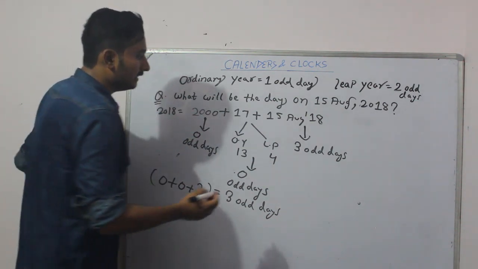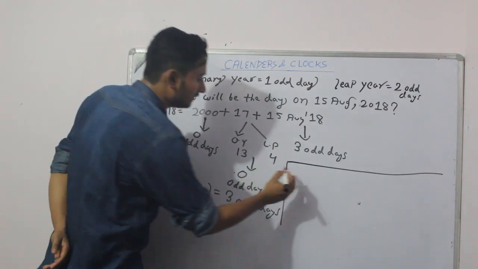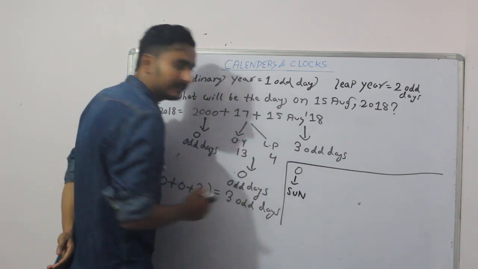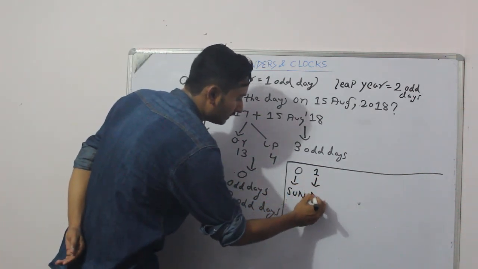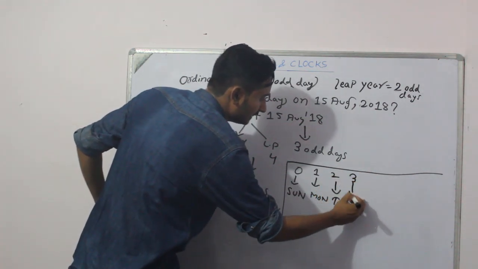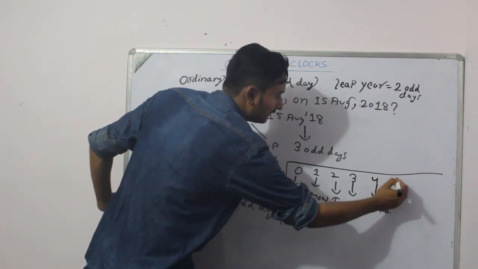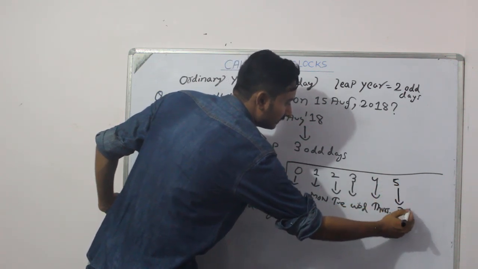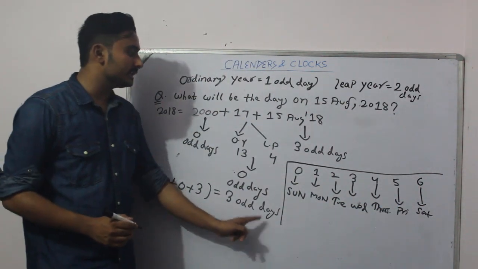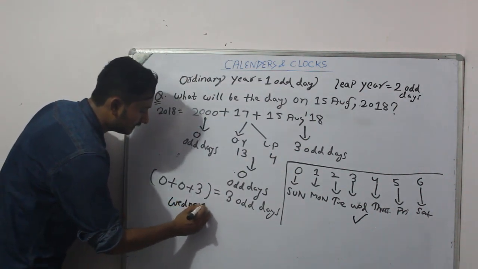Now friends, the general notation for odd days is: if the number of odd days we calculated is 0, then the day will be Sunday. If it is 1, then Monday. If it is 2, then Tuesday. If it is 3, Wednesday. If it is 4, Thursday. If it is 5, Friday. And if it is 6, Saturday. So here we are getting 3 odd days, so our answer is Wednesday.